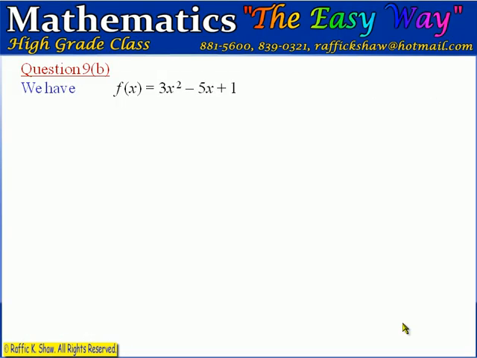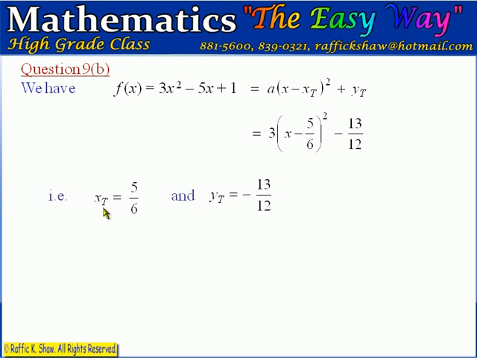Let's move down to part 2. What we have so far is the standard form f of x equals 3x squared minus 5x plus 1. When we write it in the vertex form using this method, we end up with this expression with the square completed. What we have is that xt, the x value at the turning point on the quadratic graph for this function, is 5 divided by 6, and yt, the y value at the turning point on this quadratic graph, is negative 13 divided by 12.